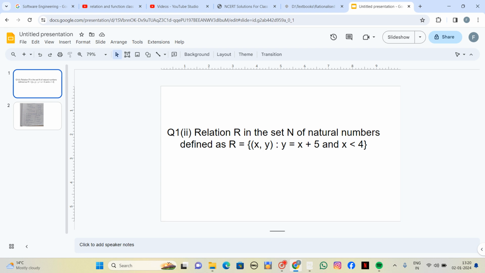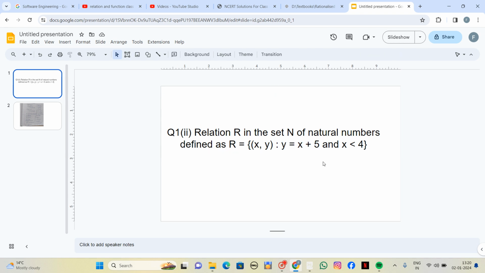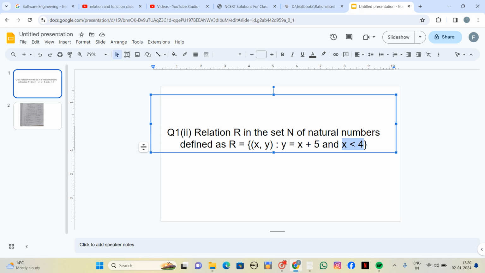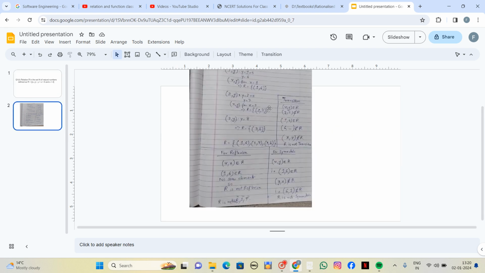Okay, so we have to solve this relation y = x + 5. So we have to put the value of x in the relation R, x less than 4. There is no equal to sign. So we have to put the values less than 4, that is 1, 2 and 3. Okay, so let's see by an image. I have uploaded one.